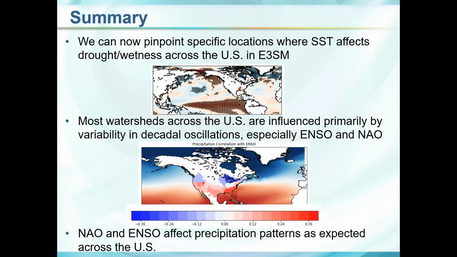So following that, most watersheds across the U.S. are influenced primarily by variability in decadal oscillation, particularly ENSO and NAO. And lastly, NAO and ENSO affect precipitation patterns basically how we expect them to. So there isn't anything that we should be concerned about in terms of that.